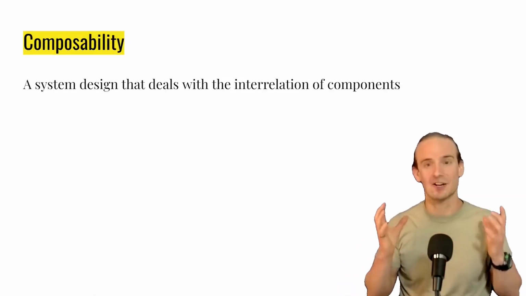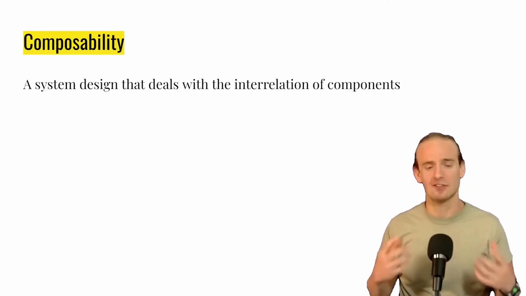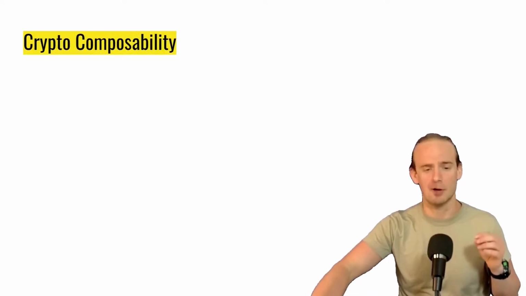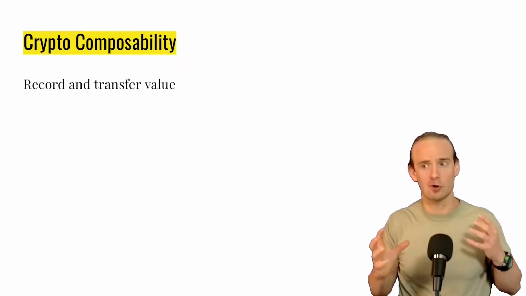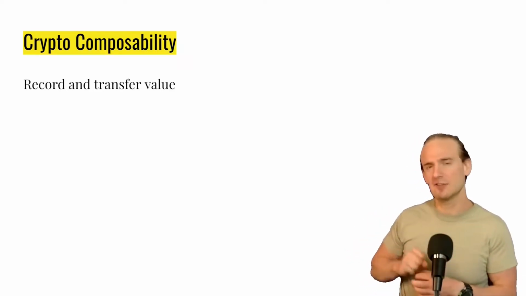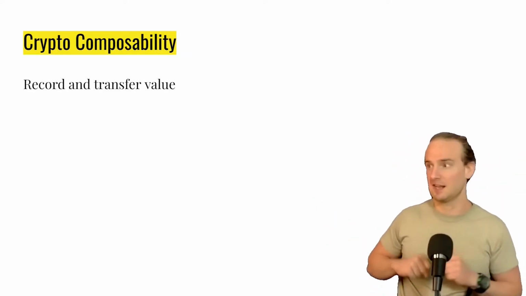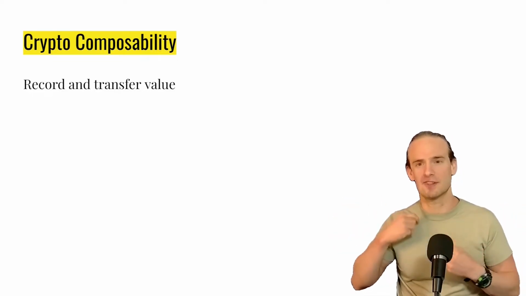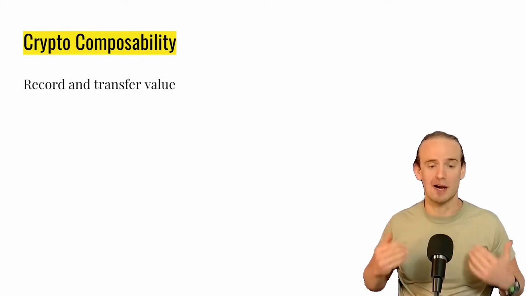Specifically, they are composable. And composability, according to Wikipedia, is a system design that deals with the interrelation of components. In other words, what we're doing is we're making it easy for different pieces of the puzzle to interact with each other. Instead of just having the internet and touchscreen technology and electricity and microchips, we're combining that into something that is incredibly more functional than any of those things by themselves.